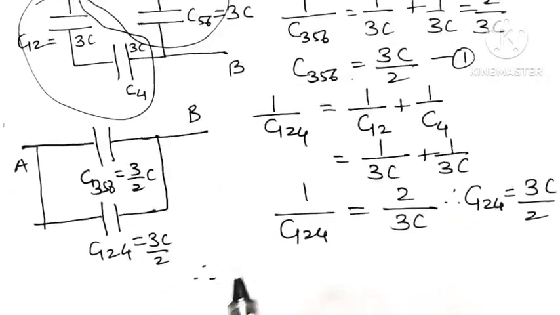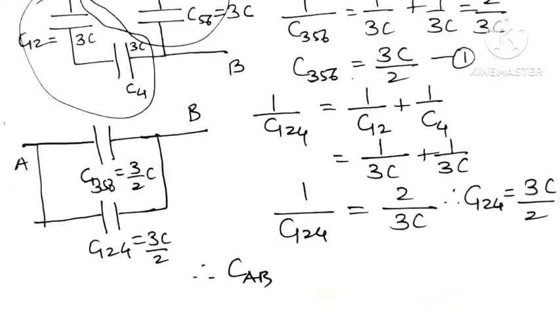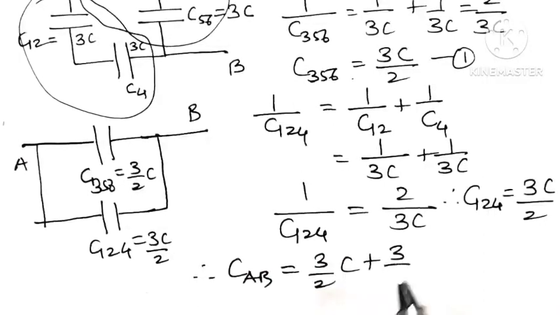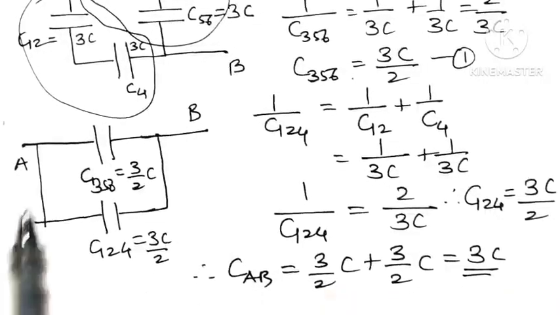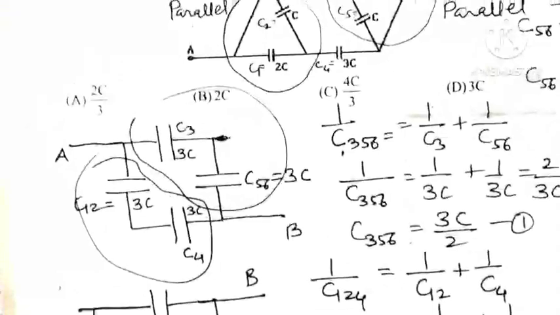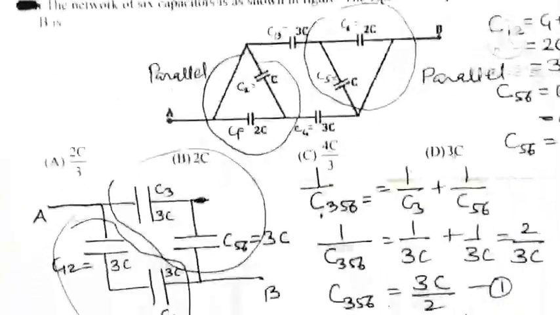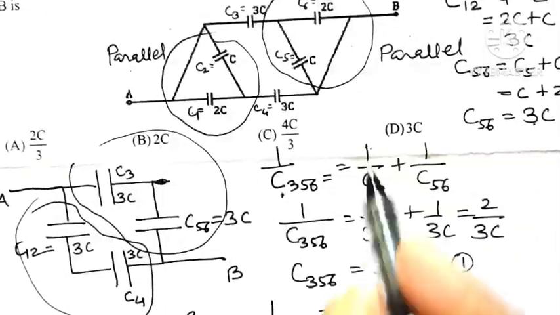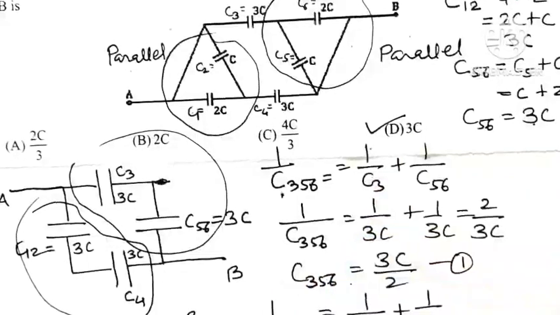So the effective capacitance between points A and B: whenever capacitors are in parallel, there is addition of capacitance, that is equal to 3 by 2 C plus 3 by 2 C, which is equal to 3C. So the effective capacitance between points A and B is equal to 3C. Out of the 4 options, look at which option is correct. Option D is the correct option, that is 3C.